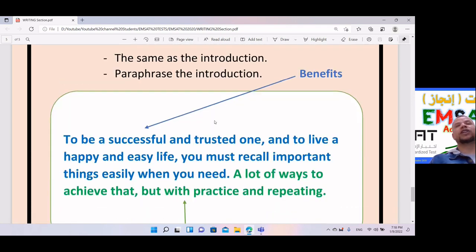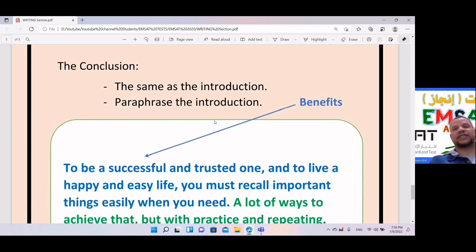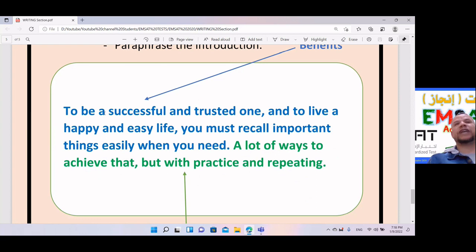Look at the conclusion now. What are the characteristics or the features of a conclusion? The end. As the introduction. So you will take the meaning of the introduction, but not the same words. Paraphrase the introduction. Example: to be a successful and trusted one, and to live a happy and easy life, you must recall important things easily when you need. Okay, how to do that?